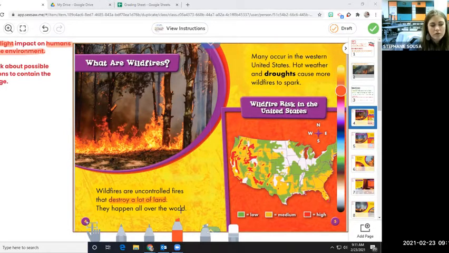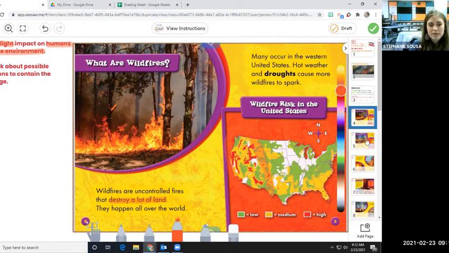They happen all over the world. Many occur in the western United States. Hot weather and droughts cause more wildfires to spark. If you take a look at this map, you will see that there are 3 colors, green, yellow, and red. Those signify low risk for wildfires, medium risk for wildfires, and high risk for wildfires. You will notice that there is a lot of high risk over here on what we call the West Coast. Okay, the West Coast is also where we have a lot of desert type regions. So it would make sense that fires could occur there because it is hotter.